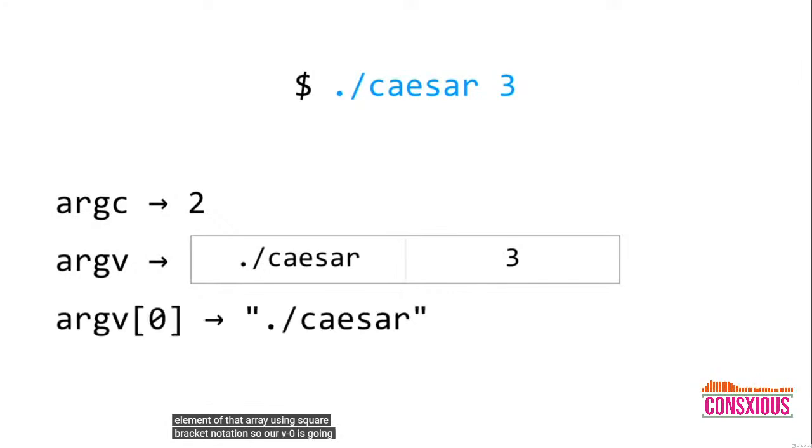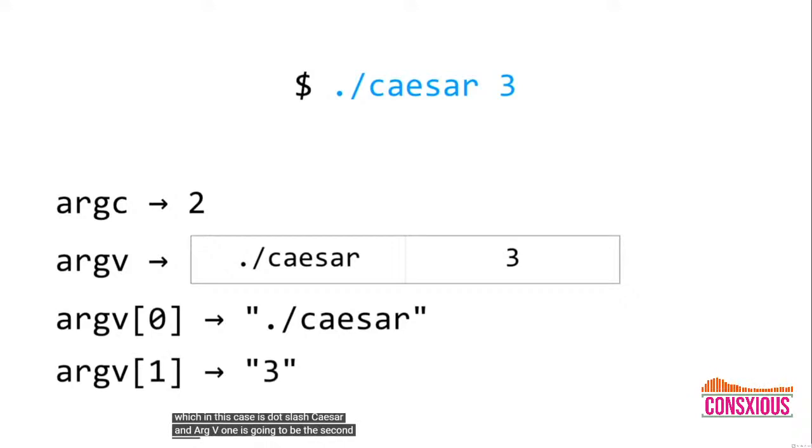So argv[0] is going to be the first string in the argv array, which in this case is ./caesar, and argv[1] is going to be the second thing in that argv array, which in this case is the string "3". So that's how we might access the key.